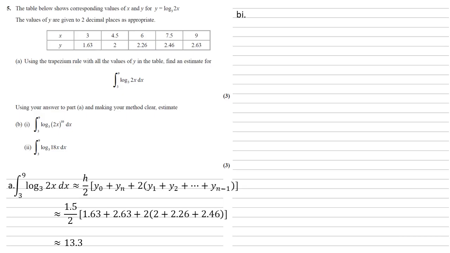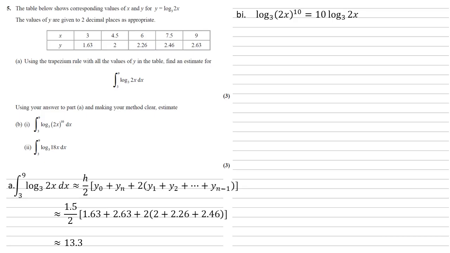Part B, we need to use our answer to part A, make our method clear, and estimate the integral between 3 and 9 of log base 3 of 2x to the power of 10 dx. So what we need to do here is compare our new integral to the old one. The only difference is that we've got that power of 10 over the 2x within the log. Using our rules of logarithms, we know that if we've got a power inside a log, we can bring this out as a multiple. So it's going to be equal to 10 times log base 3 2x.